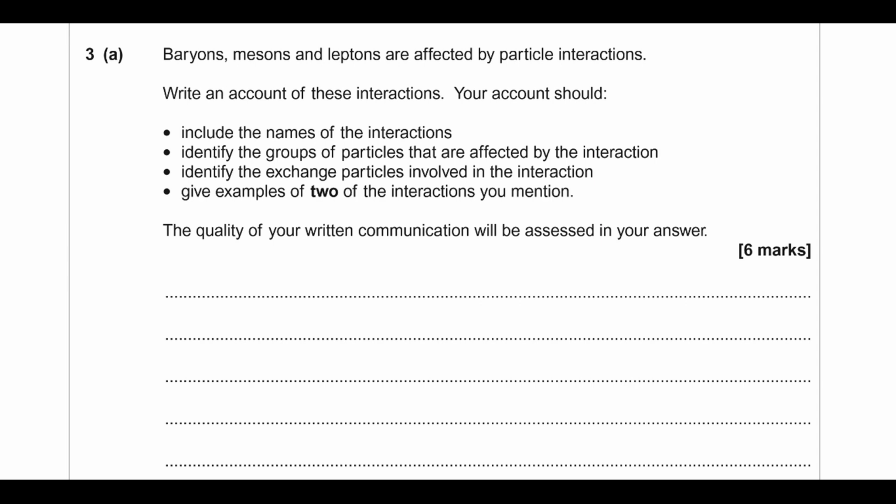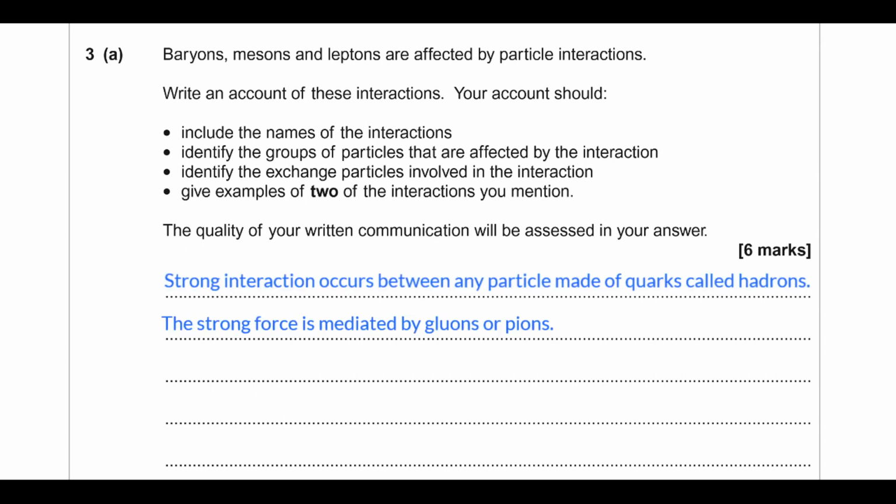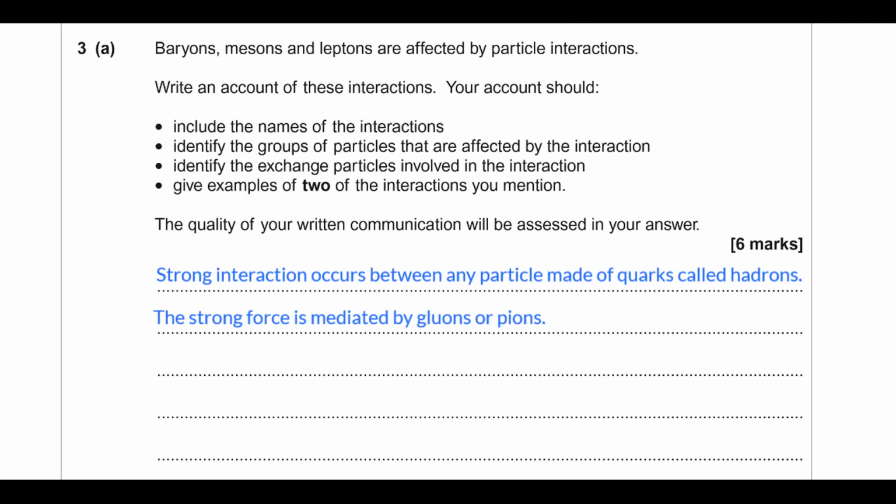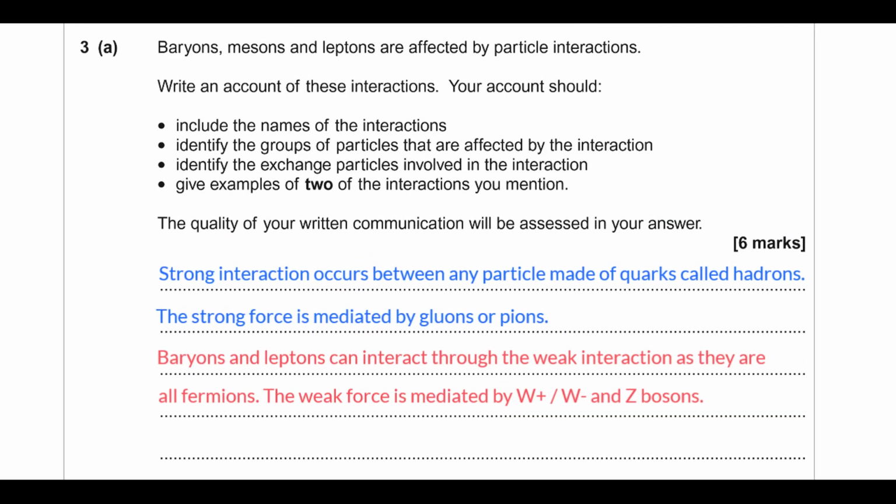So let's talk about the strong interaction first. The strong interaction would occur between anything made of quarks, so any baryon and any meson. The strong force is mediated by exchange particles called gluons or pions. So that's the first one I have picked. Let's pick another one. The baryons and leptons interact through the weak interaction because they are all fermions or will have non-integer spin. And the weak force is mediated by W+, W-, and Z bosons.